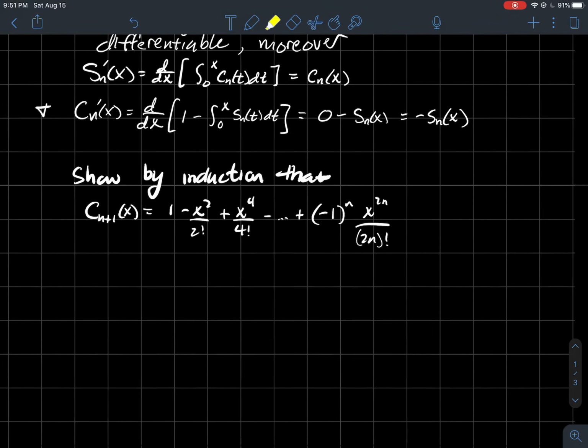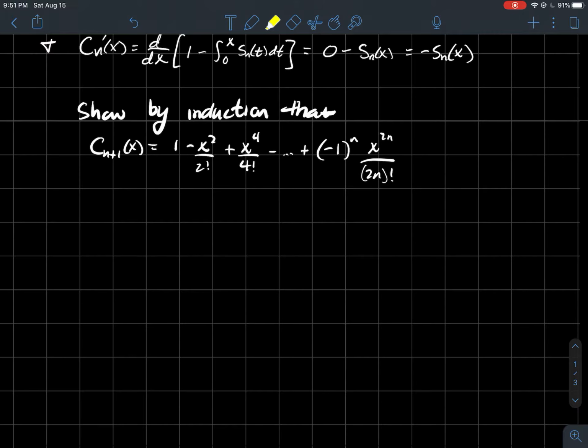So what we'll do is try to get some more explicit formulas for Cn and Sn, kind of like we did in the exponential video. So we'll show by induction that Cn plus 1 has this form right here. This should look kind of familiar to you. This is the Taylor series for cosine expanded at x equals 0.